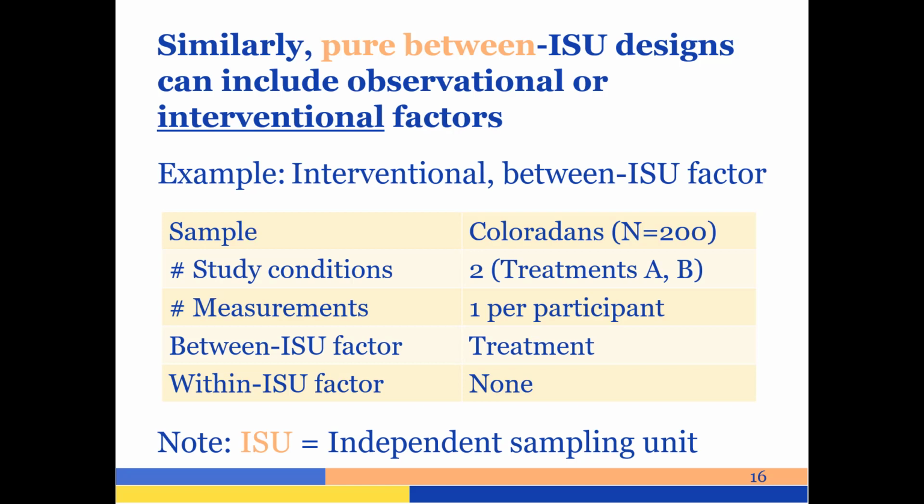Finally, here we can see a pure between design with interventional factors. Here we are talking about a group of people, Coloradans, and randomly assigning them to treatments and taking one measurement from each participant. Because they are assigned a treatment, this is an interventional factor.